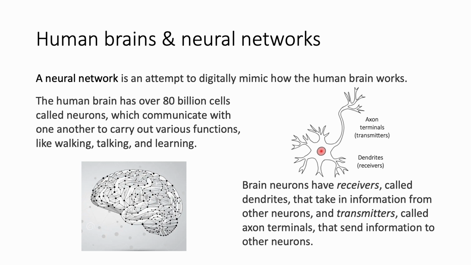The human brain has over 80 billion cells called neurons, which communicate with one another to carry out various functions, like walking, talking, and learning. Brain neurons have receivers, called dendrites, that take in information from other neurons, and transmitters, called axon terminals, that send information to other neurons.